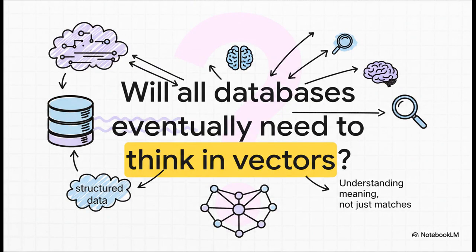And that leaves us with one last big question to chew on. As pretty much all of our data gets more complex and less structured, is this technology just a niche tool for AI? Or are we actually witnessing the beginning of a future where every database will need to understand meaning, not just exact matches? Something to think about.